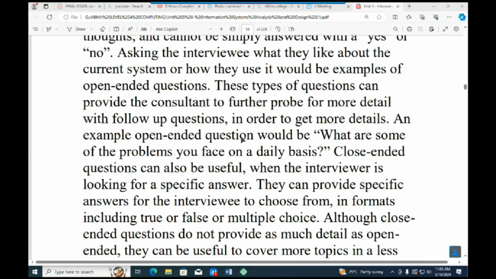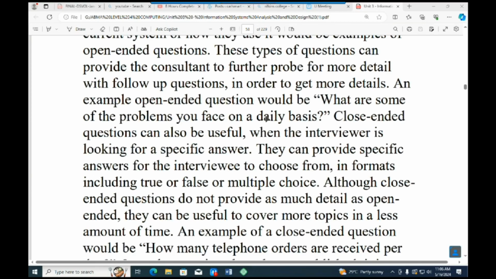These are closed-ended questions. They are very useful. They can be useful, for example, when you as an interviewer are looking for a specific answer. They can provide specific answers for the interviewee to choose from. In formats, maybe you can include true or false, or multiple choices.